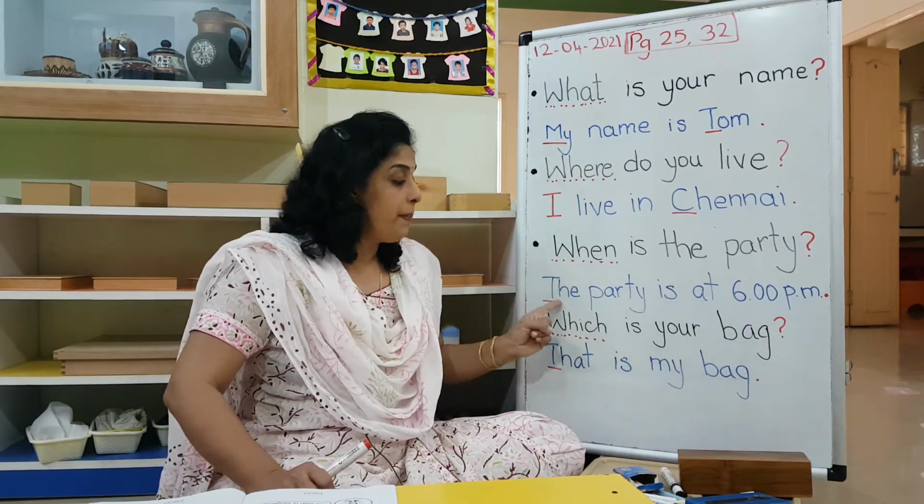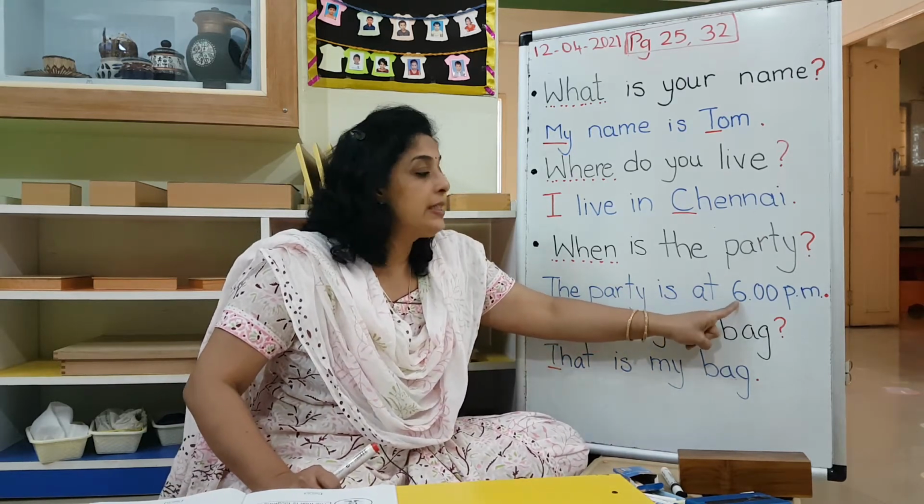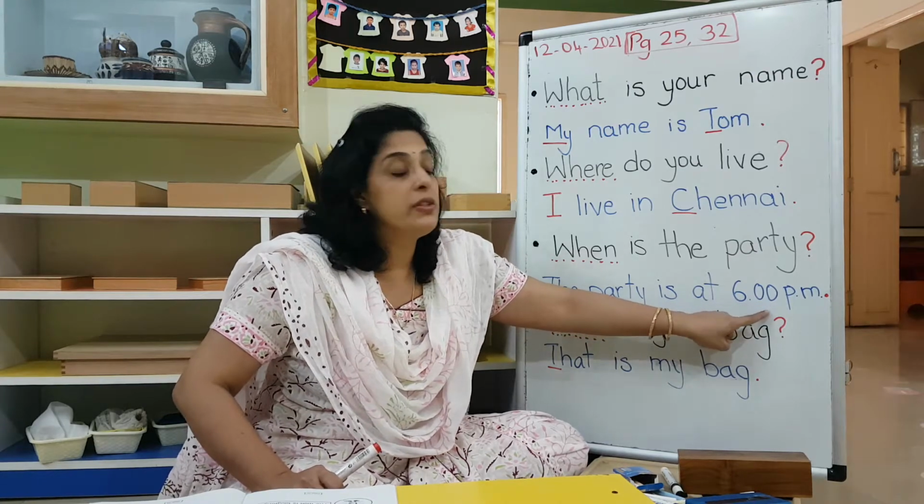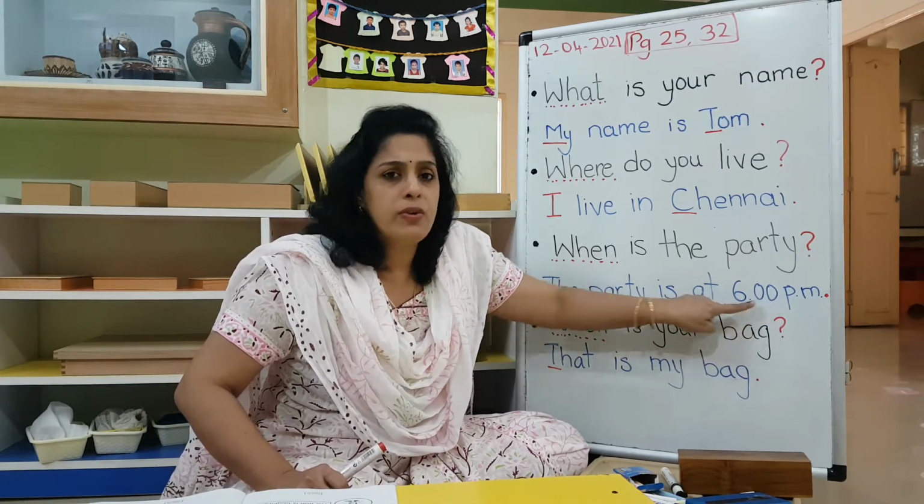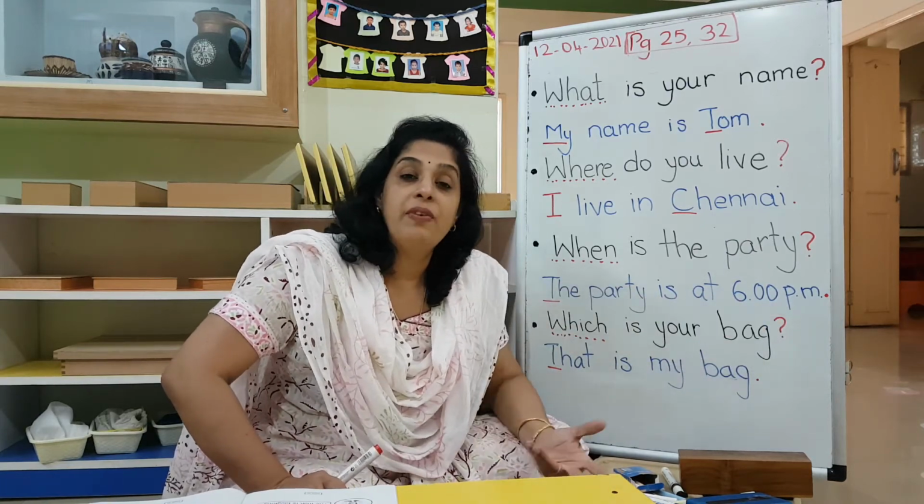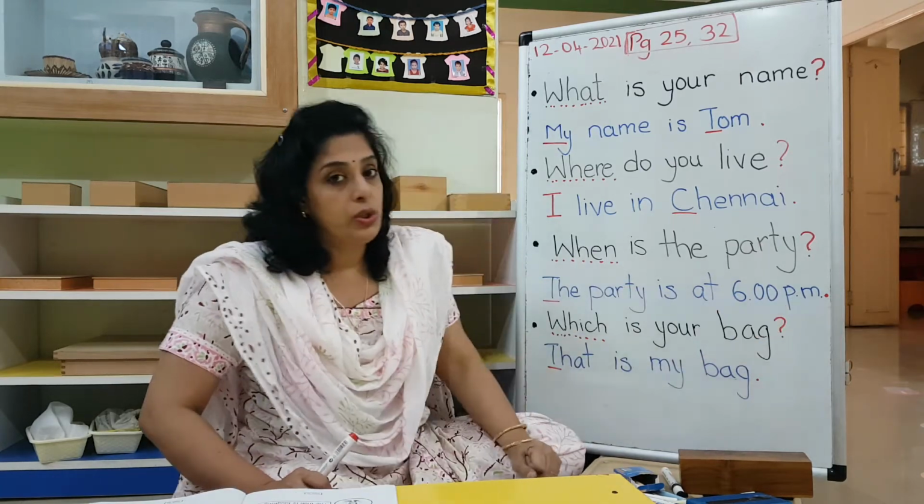When is the party? The party is at 6. See how I have written 6? You have learned the digital clock, right? 6.00. This is for the minutes. No minutes here. So it is at sharp at 6 p.m. in the evening. P.m. means evening. Remember to give the full stop.